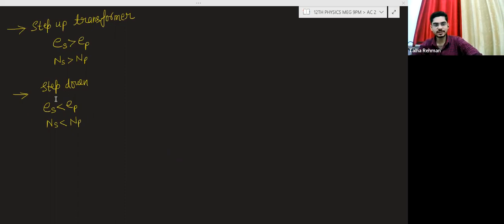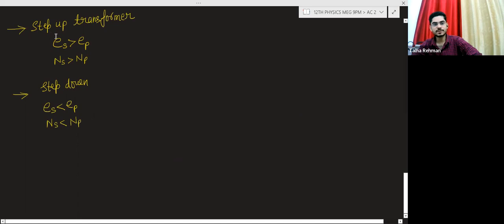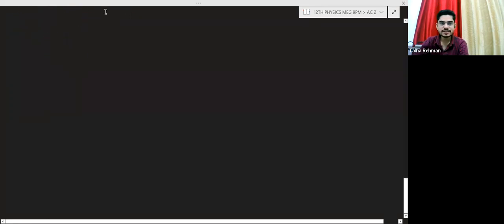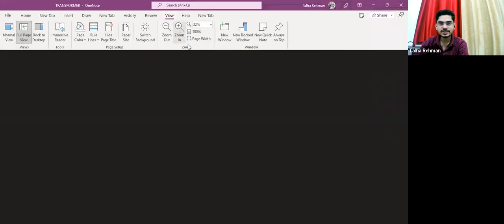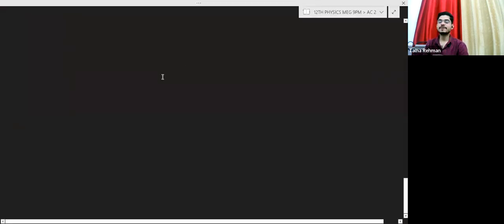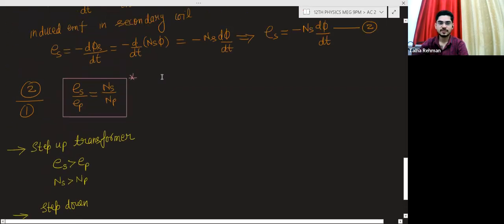I have already written this. This will be the step up transformer. Number of turns in secondary is greater than number of turns in primary. Okay, so after this, I am just considering that this transformer has 100% efficiency. 100% efficiency means there are no losses.